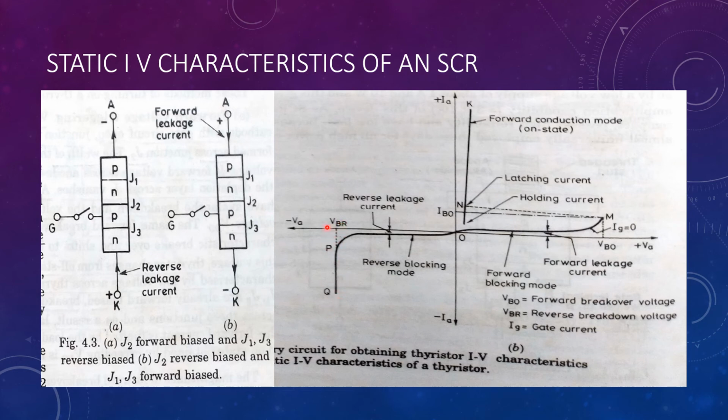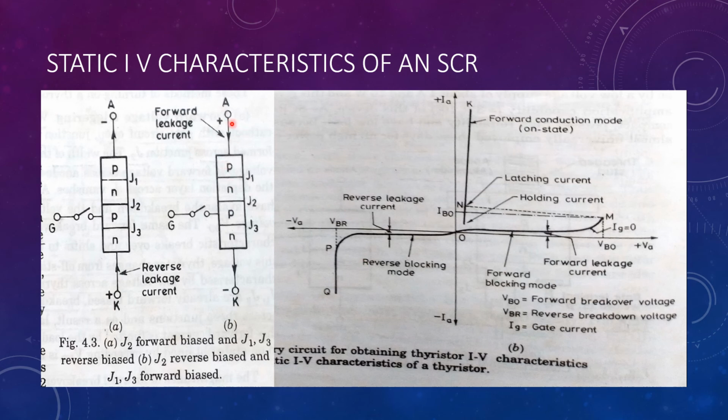In this region, if you notice, the voltage is high as well as the current is high, and there will be a tremendous power loss. Since there will be a tremendous power loss, there is a chance of the SCR getting damaged. This is represented by region PQ.